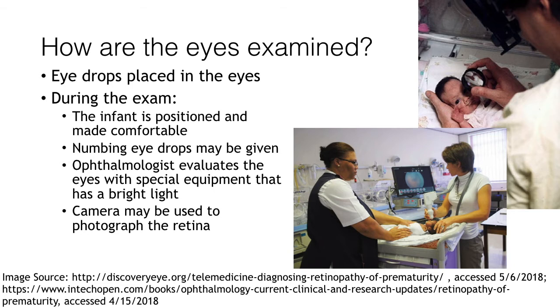Instruments may be used to hold the eyes open and move the eyes during the examination. A numbing drop may be placed prior to this. The ophthalmologist will use special equipment to examine the inside of the eye. This equipment has a bright light which allows the ophthalmologist to examine the retina. A camera may also be used to photograph the retina. There is active research evaluating the effectiveness of digital photography for diagnosing ROP.